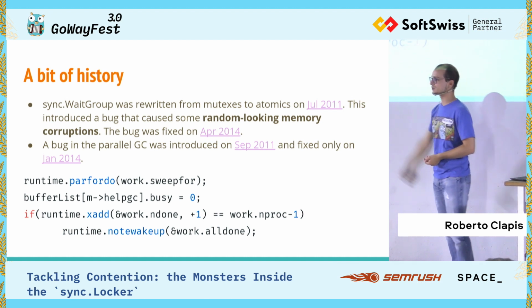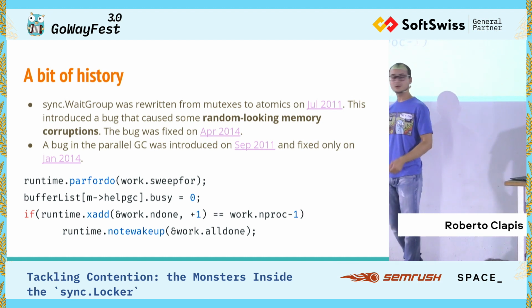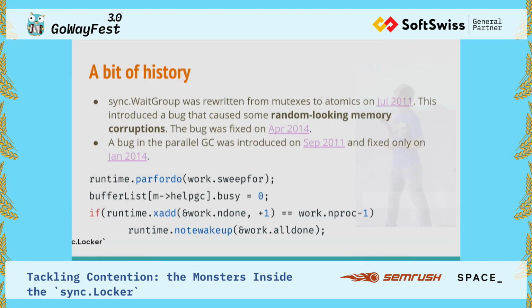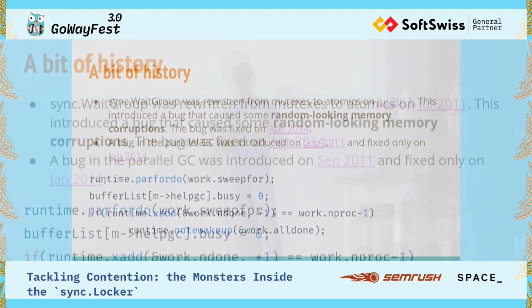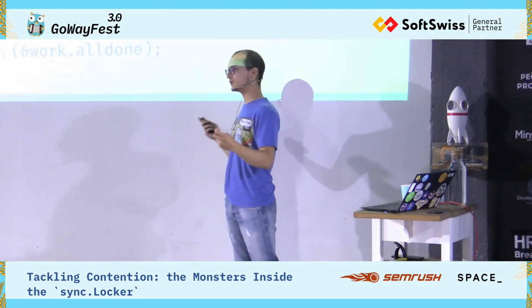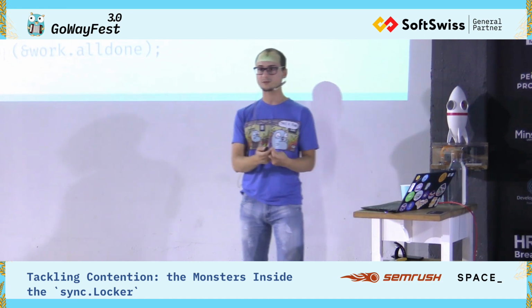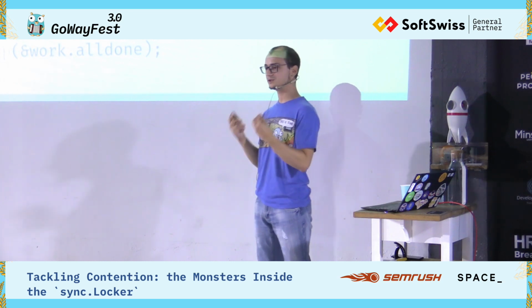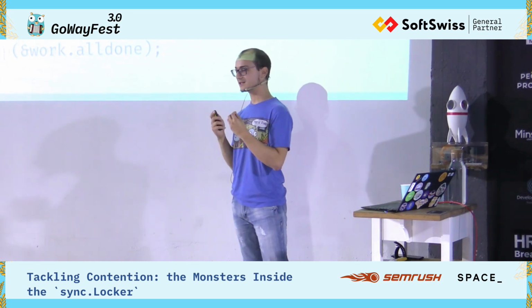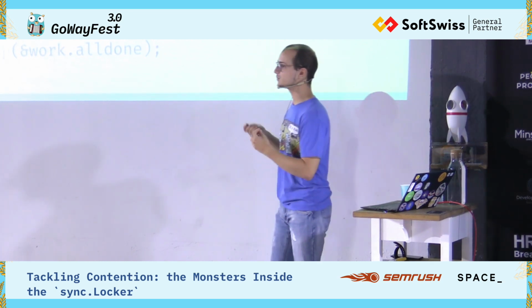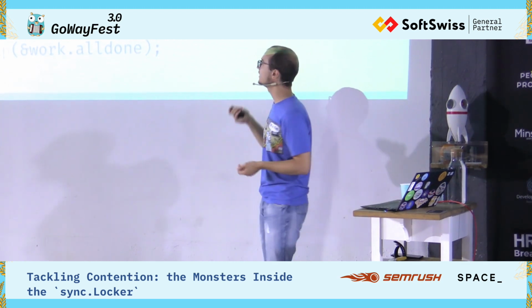Random-looking memory corruptions started appearing. And nobody could find out why and when. Until 2014, in which the bug was actually fixed. So we're not talking about newbies here. We're talking about some of the best programmers in the world, especially for concurrent programming. I don't know how many of you have heard of Dmitry Vyukov, but he's like a guru in this stuff. And this bug was introduced and fixed by him.